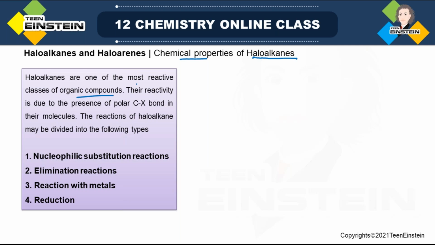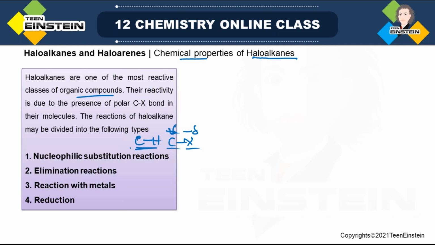When you have any hydrocarbon, you only have carbon hydrogen bonds, which are not very reactive, because the electronegativity difference between carbon and hydrogen is not so high to give polarity. But when you have a carbon halogen bond, the electronegativity difference is high compared to the C-H bond. As a result, there is some polarity, and because of this polarity, they are very reactive compared to hydrocarbons. So their reactivity is because of the presence of the polar C-X bond in their molecules, and for the reactions of haloalkanes, we can have these 4 categories.